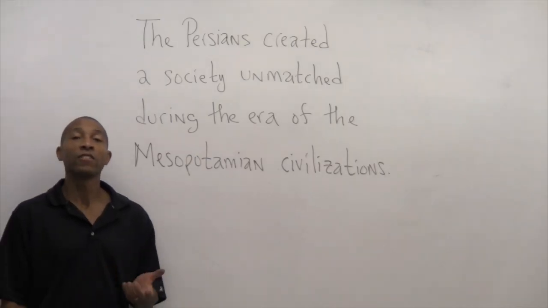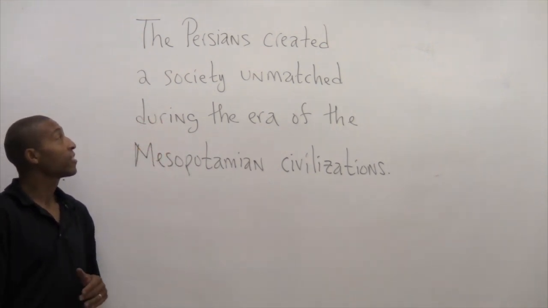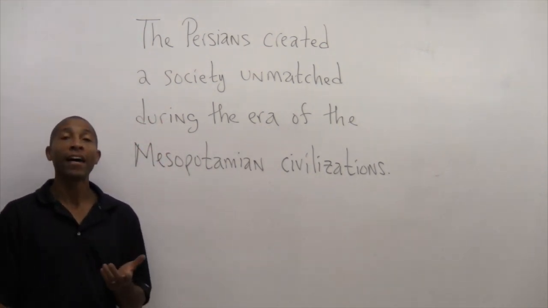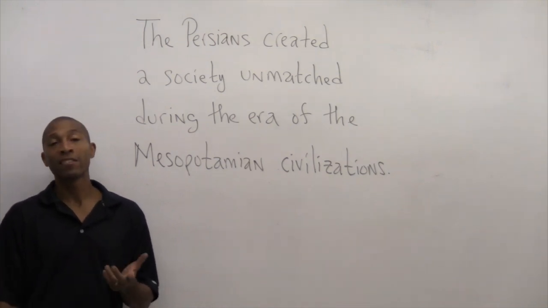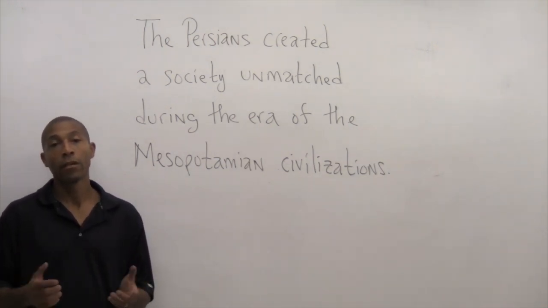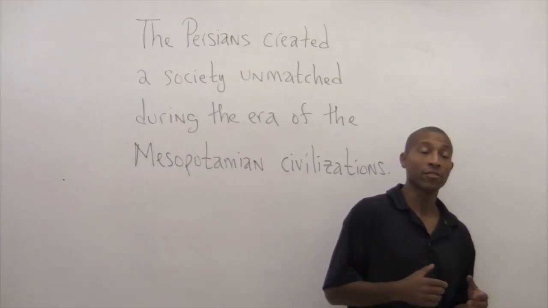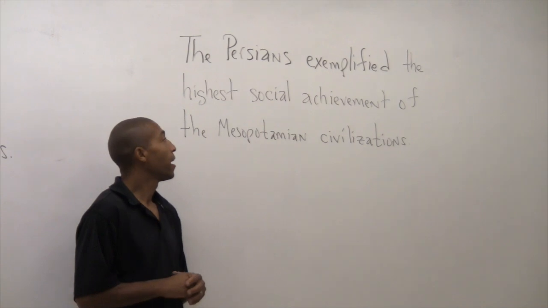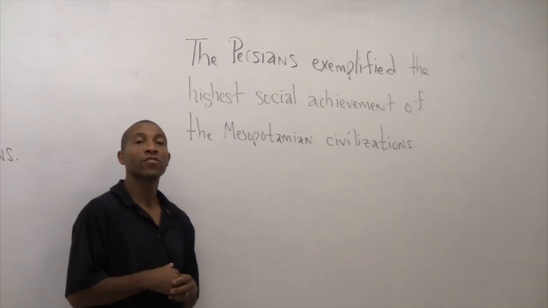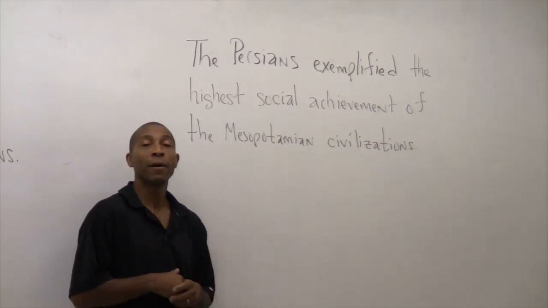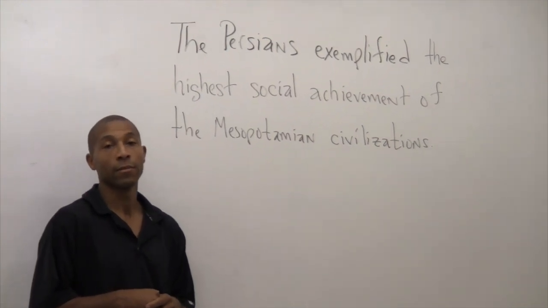In this video, we deal with conclusion sentences and how we craft a strong conclusion sentence to our paragraph. So here is our conclusion sentence. The Persians created a society unmatched during the era of the Mesopotamian civilizations. Think back to our original topic sentence. The Persians exemplified the highest social achievement of the Mesopotamian civilizations.